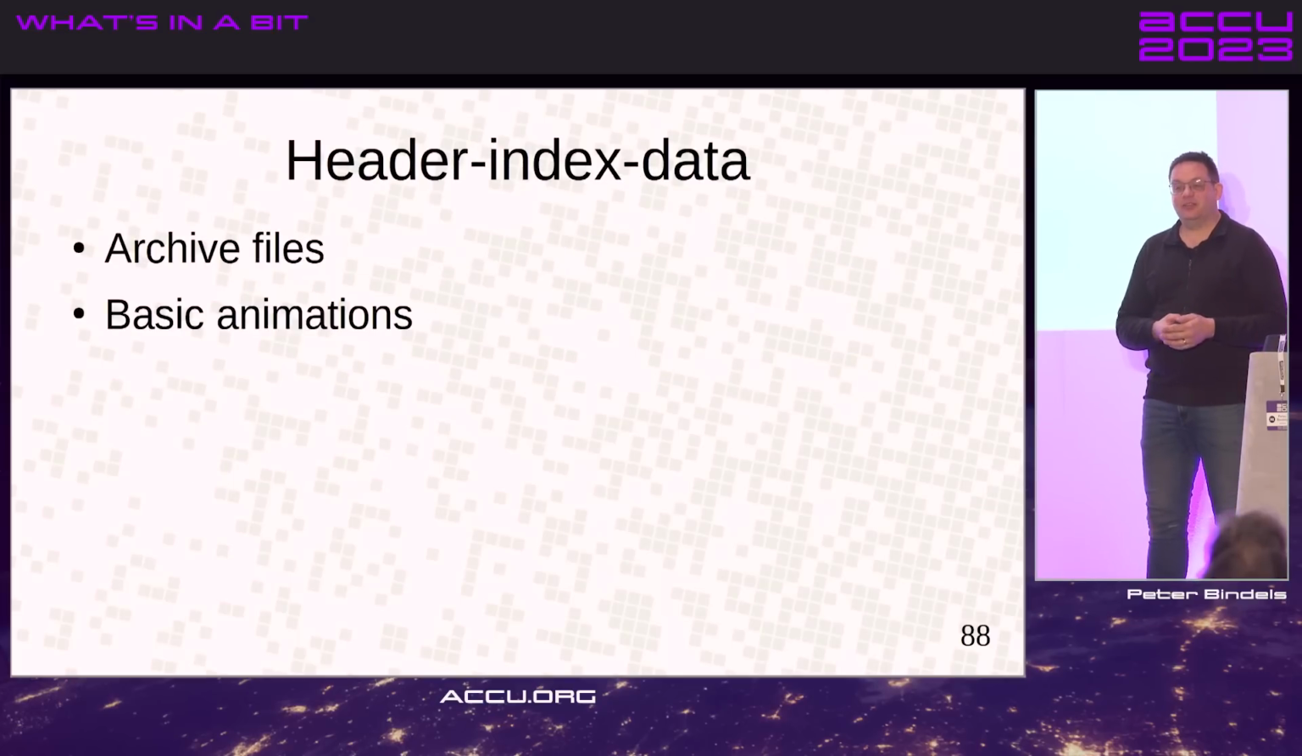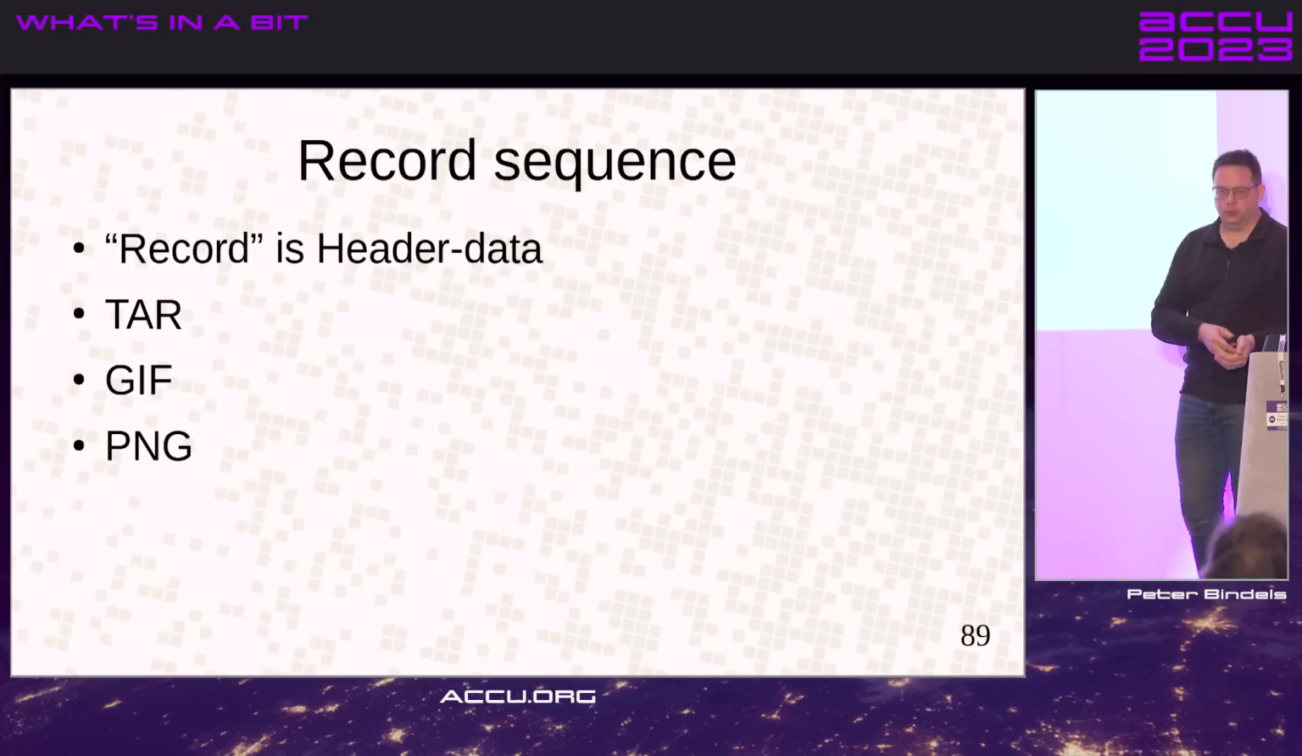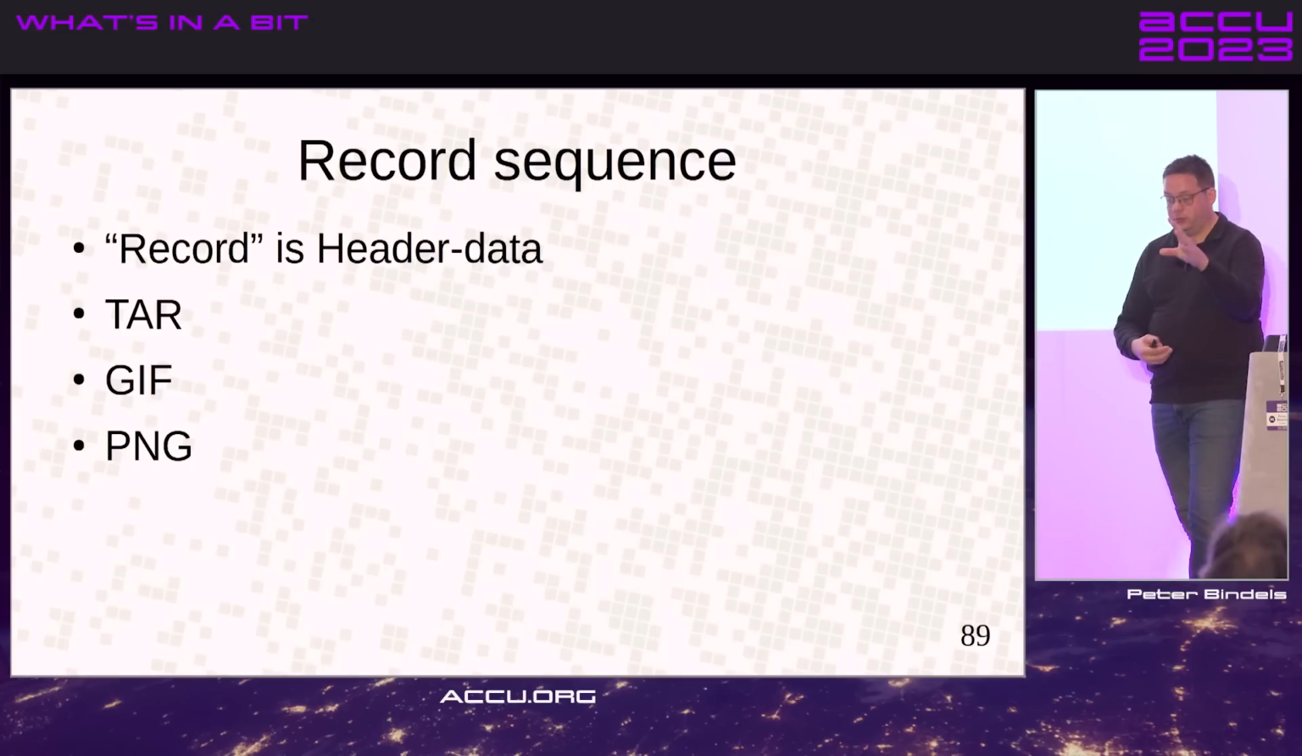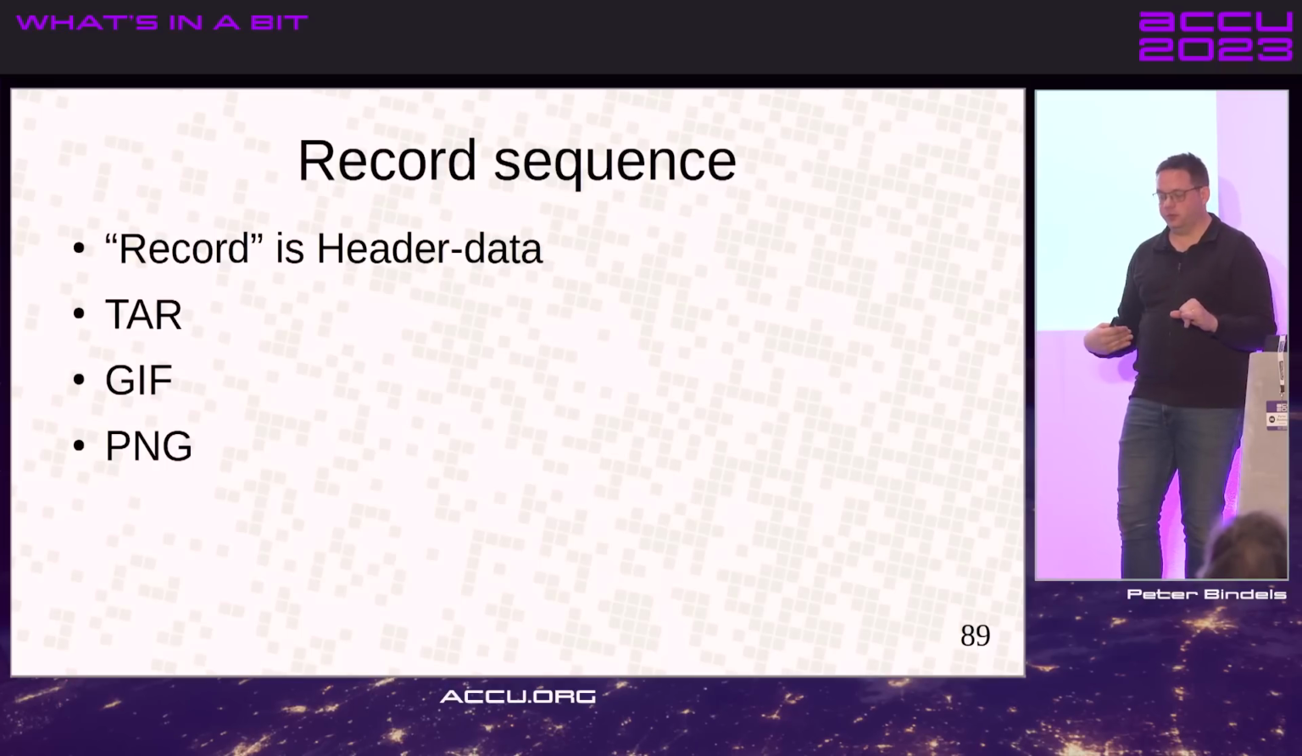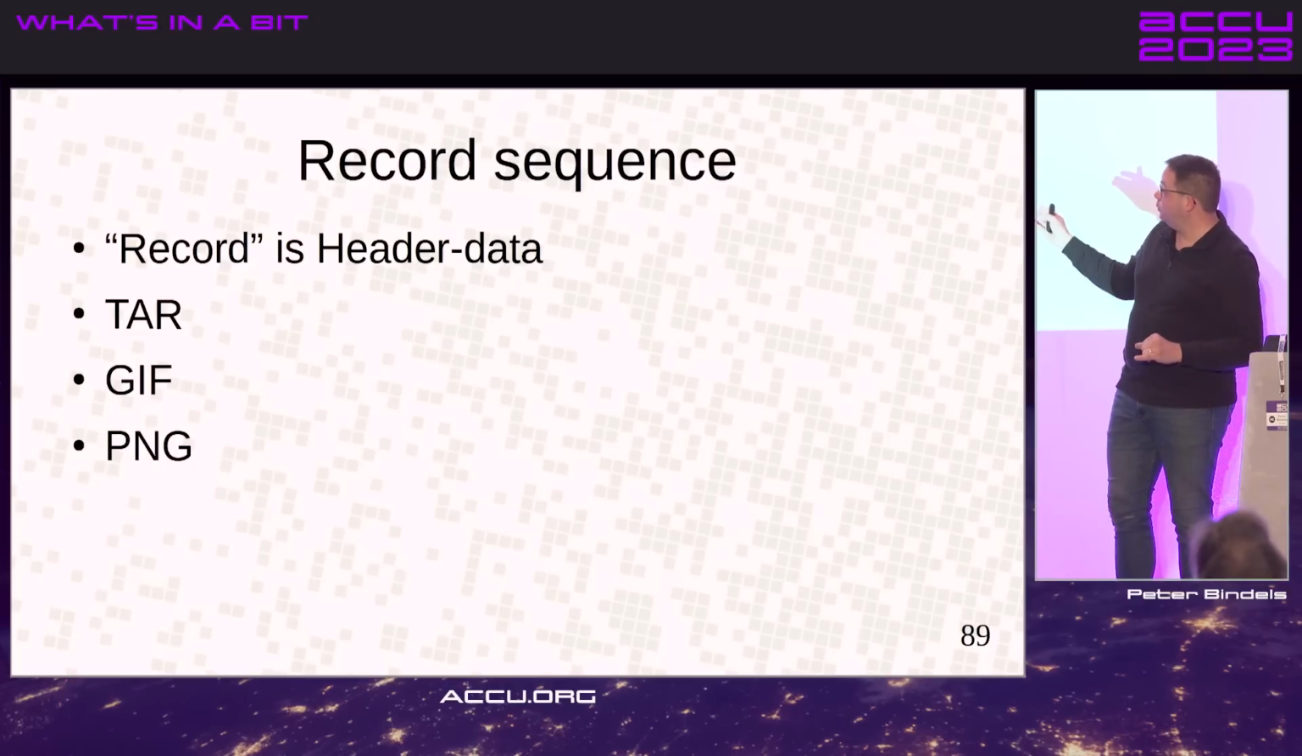We have header, index, and data files. These are usually archive files like a zip file, not a tar file, but zip files. And these are also going to be formats that have basic animations. We have a record sequence. So the record sequences are header and data, followed by another header and some data. This is famously used by the program called tar.